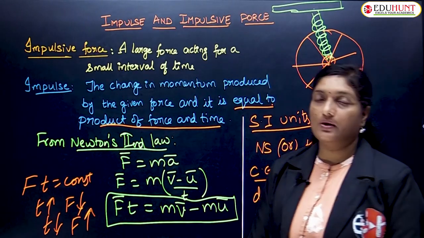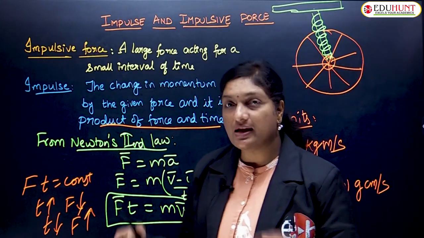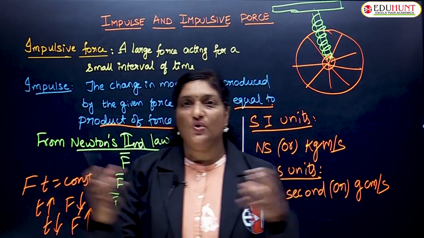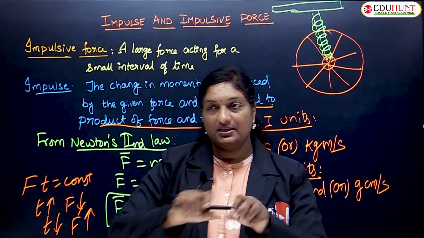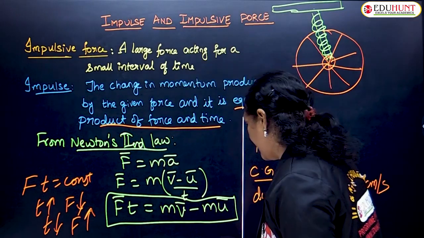Okay, children. Not only this, children, if you observe the bogies of the train and all, between two bogies, there will be some buffer like structures attached, something like this.